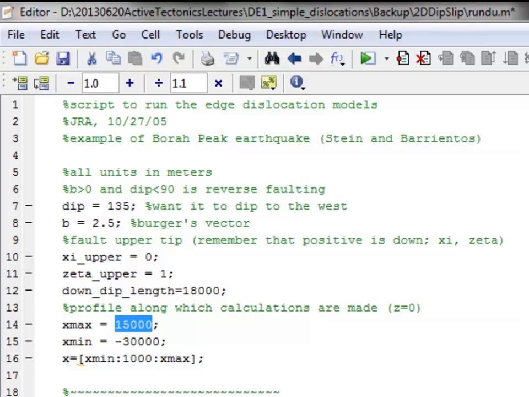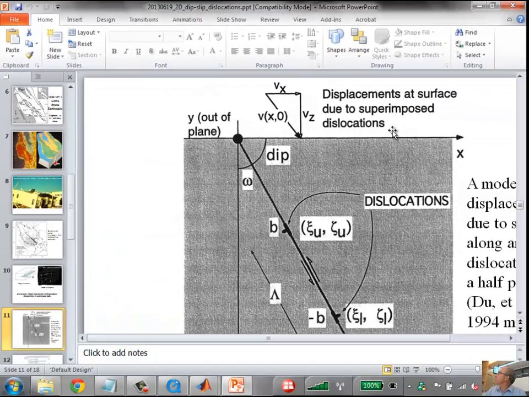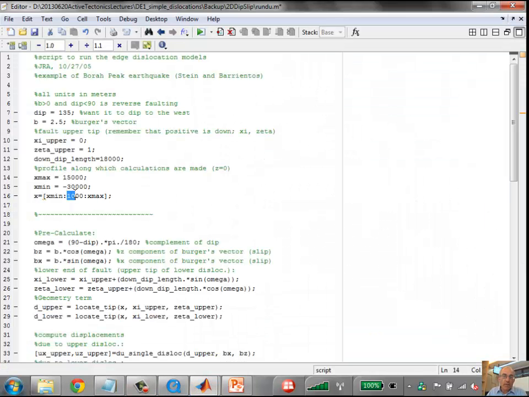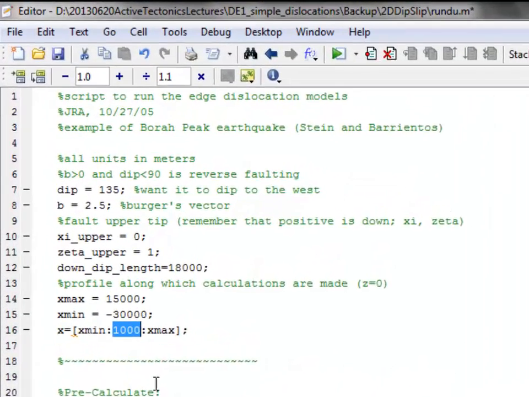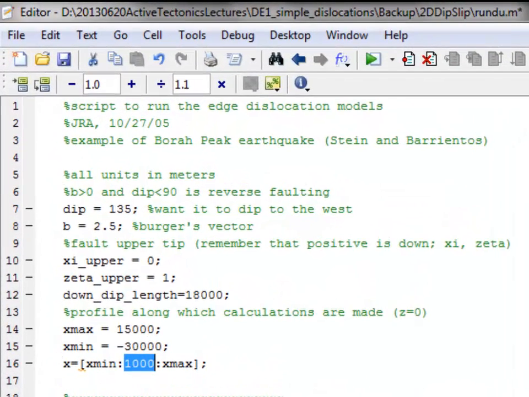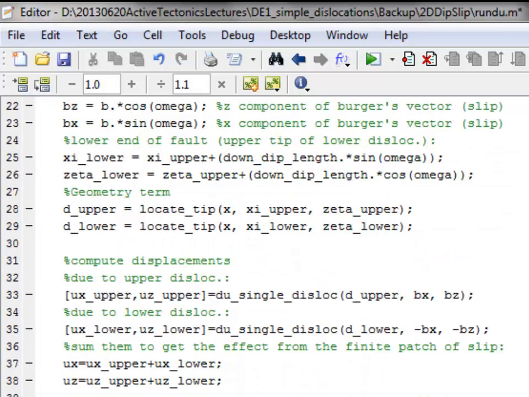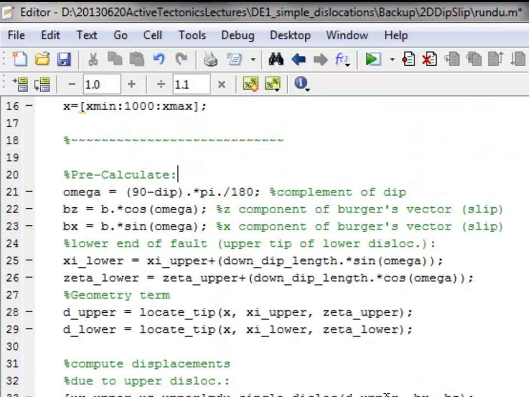Then X max is 15,000. That would be how far we go to calculate in this direction. And then minus 20,000 is how far this way to calculate. And then you can see in the MATLAB, this 1,000 is just that I calculate every kilometer. Okay? So then all the math is down here, and it's just doing this addition. It takes the upper dislocation and the lower one, and just adds them. But the lower one, I'll just show you one.